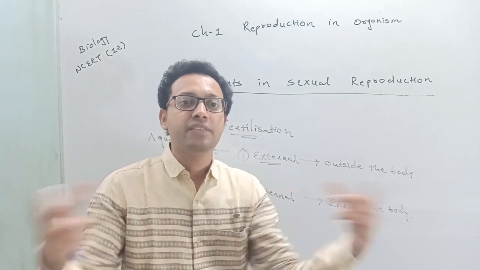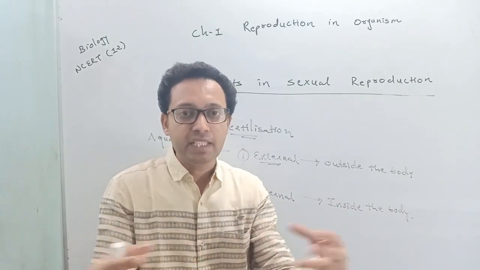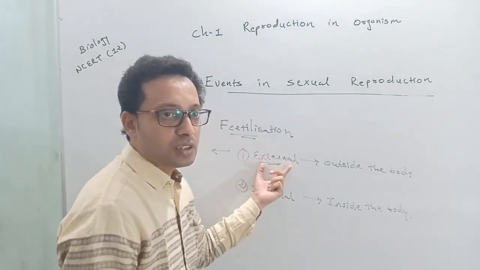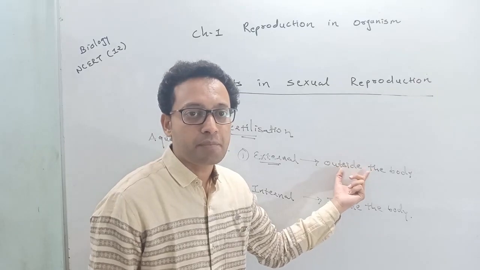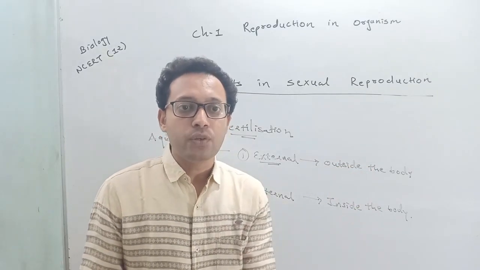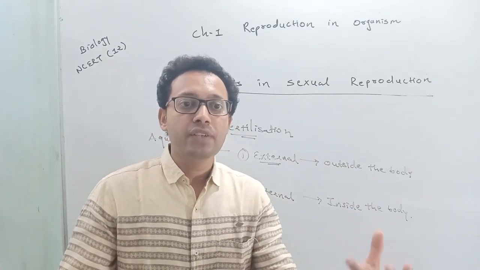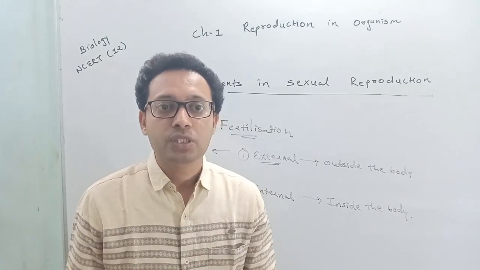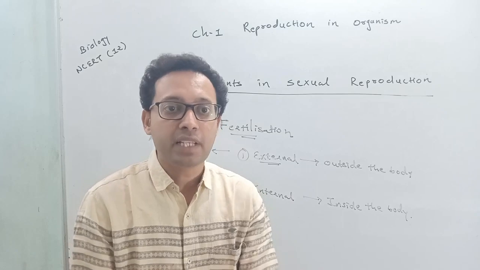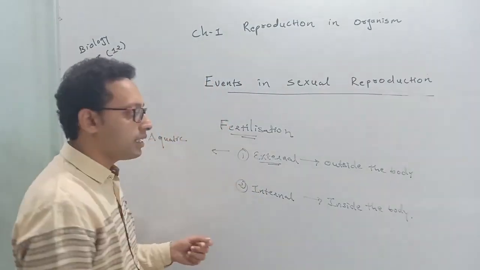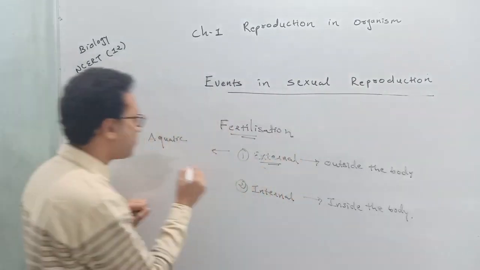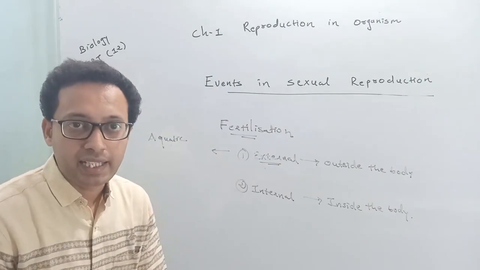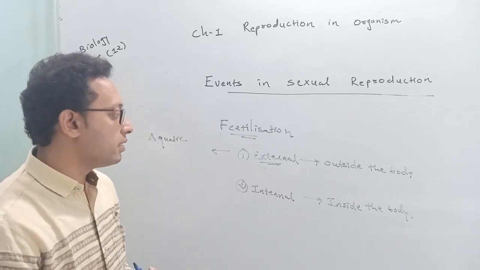If they are released at different times, the chances of meeting or fusion decrease. So in external fertilization, where the fusion occurs outside of the body, there is great synchrony between the two different sexes, male and female. Because the gametes should be released at the same time, the chances of fusion are very high. So external fertilization occurs in which type of animal? Aquatic animals, like for example algae, fishes and amphibians.